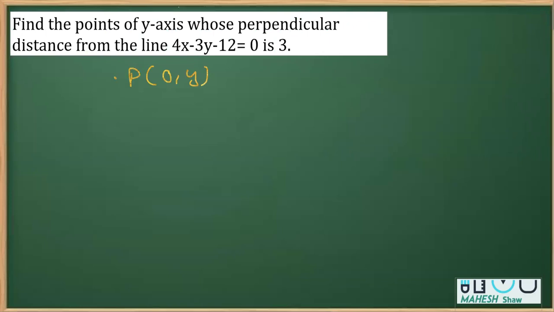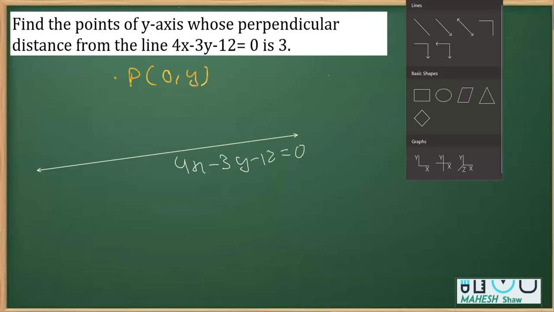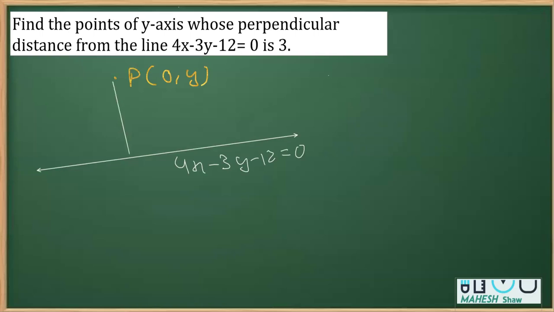Now let's say I make a line here, and the equation of this line is given as 4x minus 3y minus 12 equals 0. And the perpendicular distance of this point from the line is given as 3. So let's say I take this as PL, so PL is given as 3, and we have to get this point.